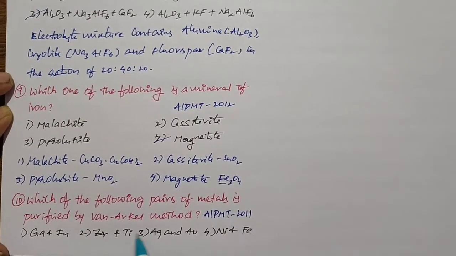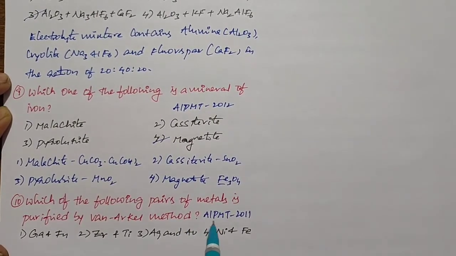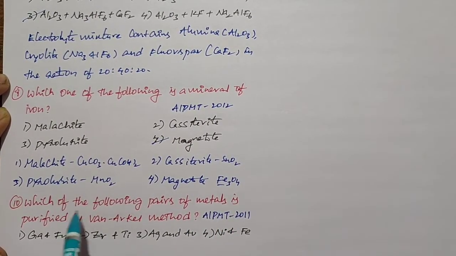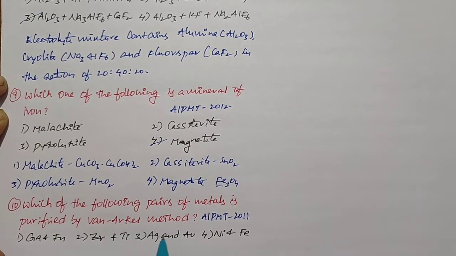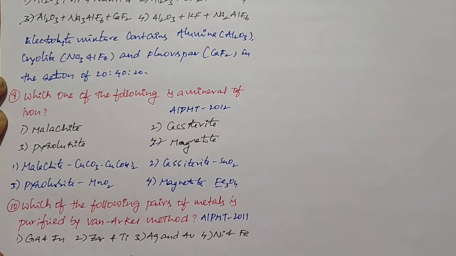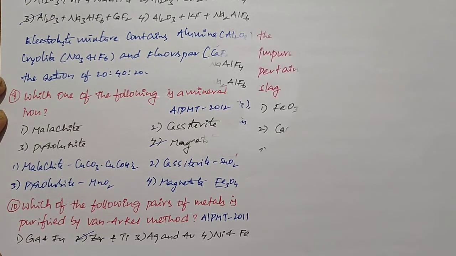That's all. Students, this is the next question. This question is given in the All India Pre-Medical Test 2011 paper. Which of the following pair of metals is purified by the Van Arkel method? Generally, the Van Arkel method is used for the purification of zirconium and titanium. So the second option is the right option.